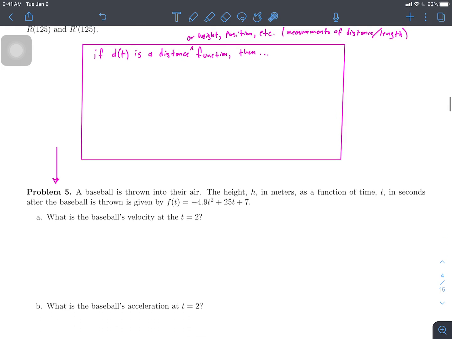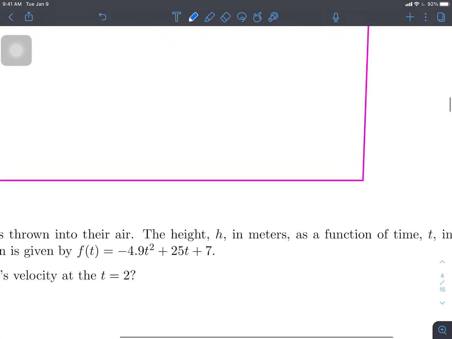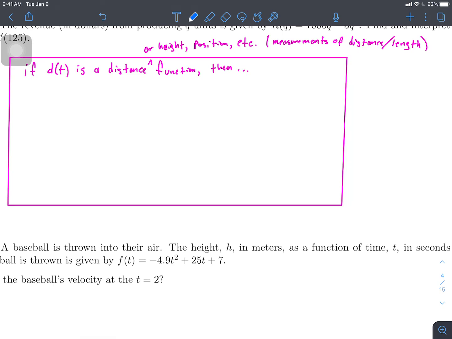Okay, so this pink box is in reference to problem 5. I just want to mention really quickly something about distance functions, okay? So earlier in the class, we learned about average rate of change, and we learned that if we take the average rate of change of a distance function, then it tells us the average velocity, right? The rate of change of a distance is a velocity. If I take a distance per unit time, that's something like miles per hour, feet per second, meters per minute, whatever. This is a velocity, okay?